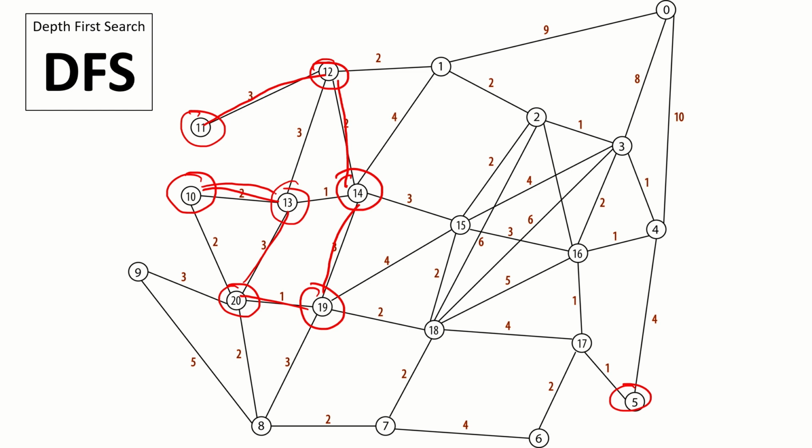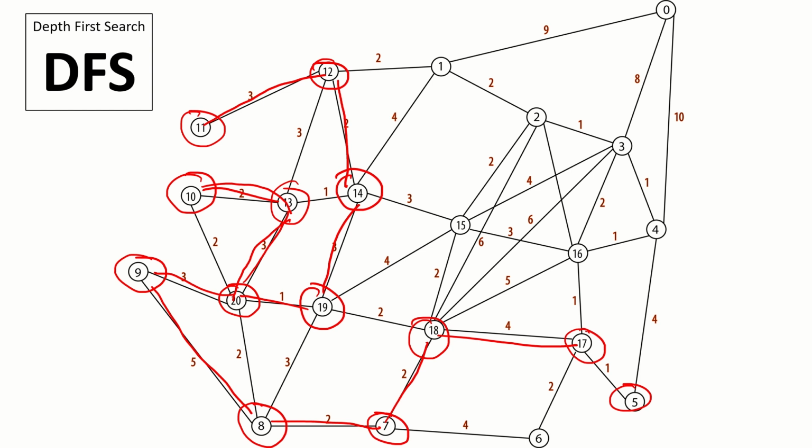So I'm going to backtrack back to 13. Can't go anywhere else. Backtrack back to 20. Now I can go to 9. And from there, I can only go to 8. From there, I can go to 7. Biggest node from there is 18. Biggest node I can go to now is 17. Biggest node from there is 16. Biggest node from there is 15. Biggest node from there is 3. Biggest node from there is 4. And the biggest node from there is 5.